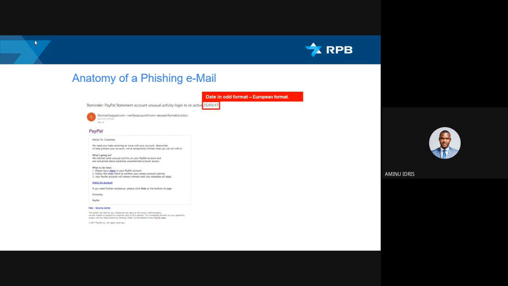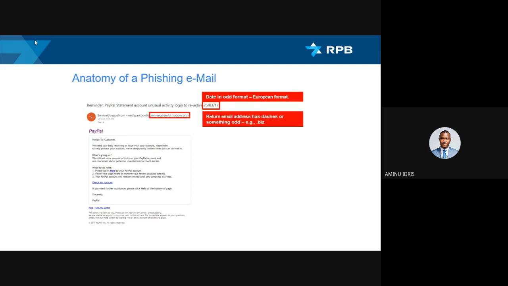The first one is, if you look at the date critically, the date is in European format. People will never send you a date in this European format. They will never send it. If you check the nature of dates that we used to receive in emails, you come to realize that it is not in European format. So that is the first red flag.